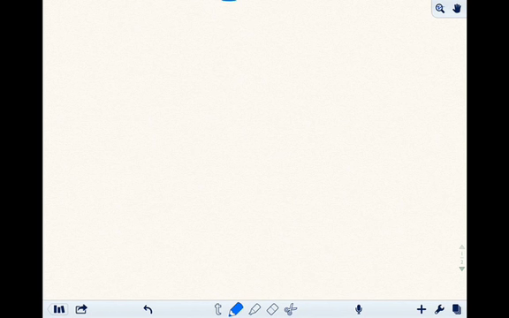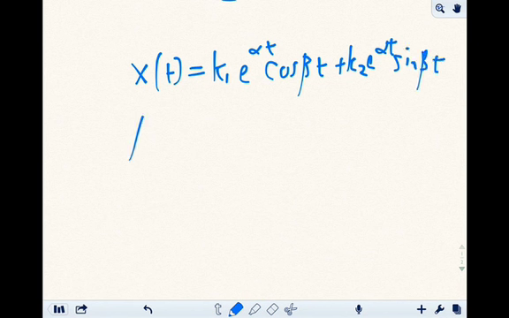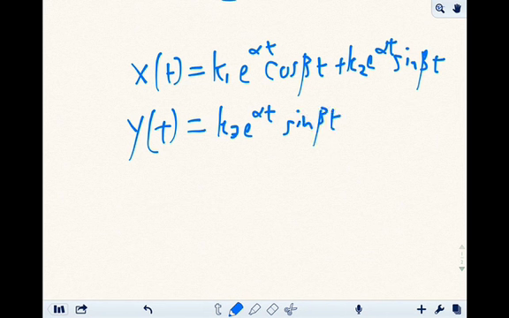The general solution looks something like this. X of t equals k1 e to the alpha t cos beta t plus k2 e to the alpha t sine beta t. This is a system of two equations. We also have the response of the y variable, k3 e to the alpha t sine beta t plus k4 e to the alpha t cos beta t.